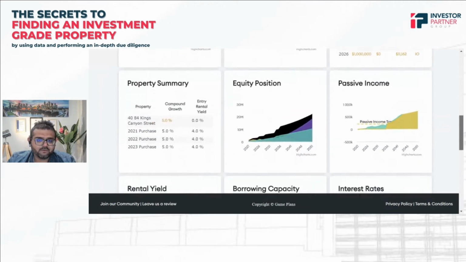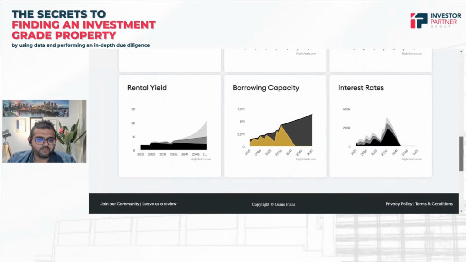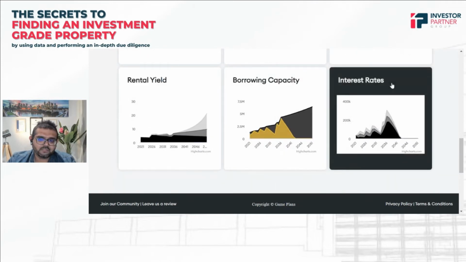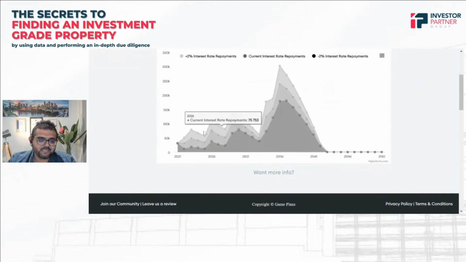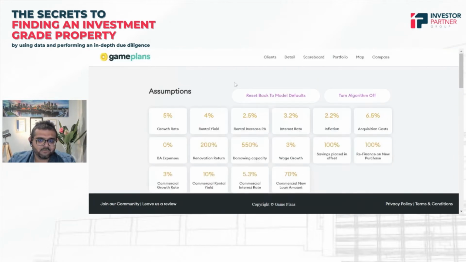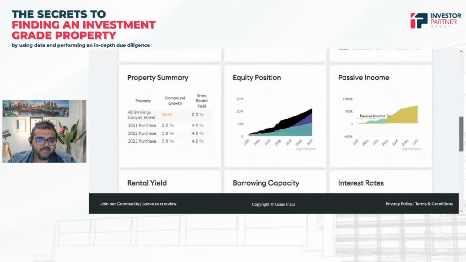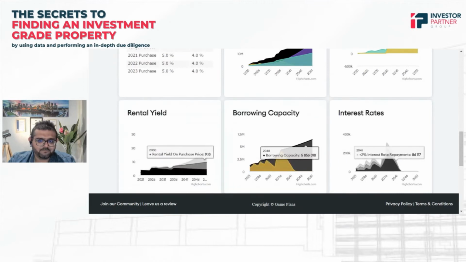I'm going to take a pause here and take some questions if you have any. The two other charts that you also want to always look at is the sensitivity analysis of when the interest rate starts rising. How do your repayments get impacted when they rise higher, when they go lower? So this is quite key as well in its own right. And also the rental yields. How do the rental yields change over a period of time?